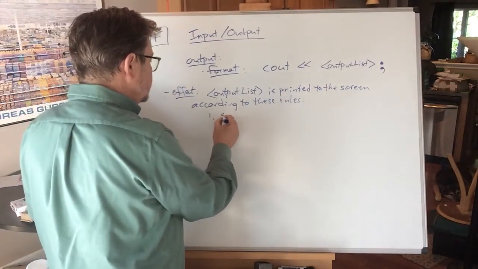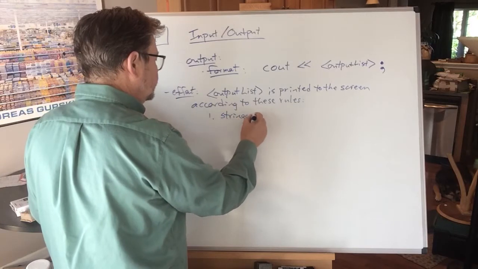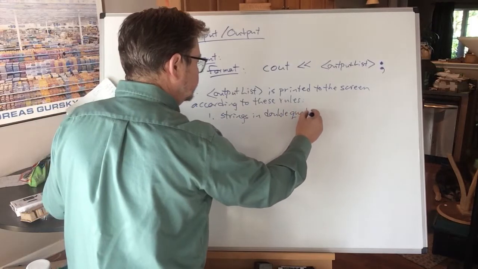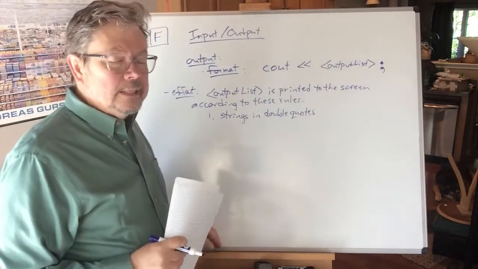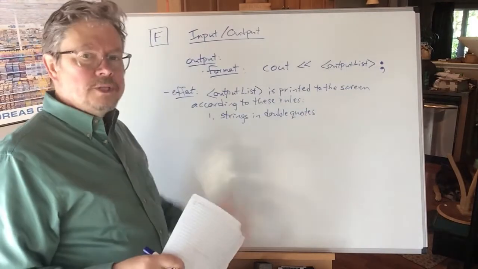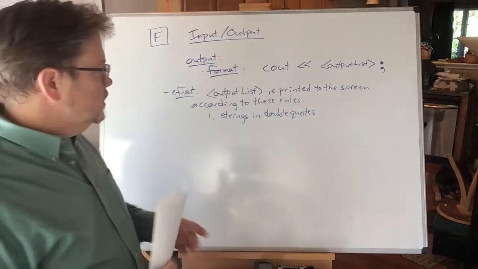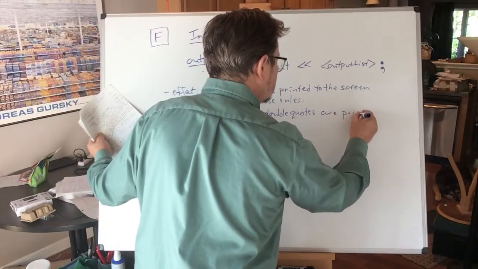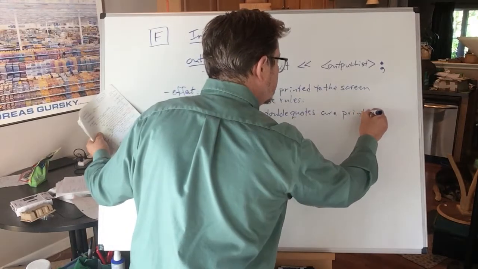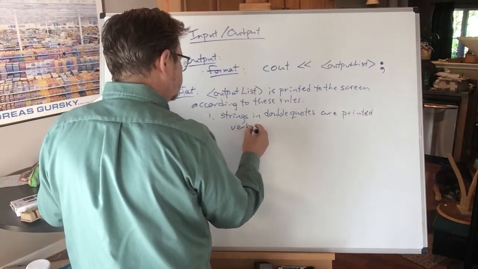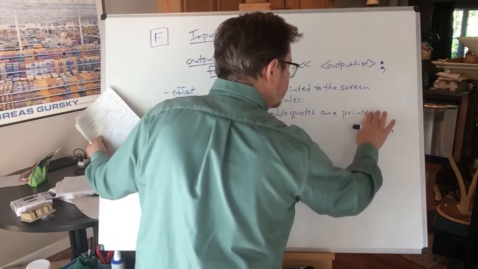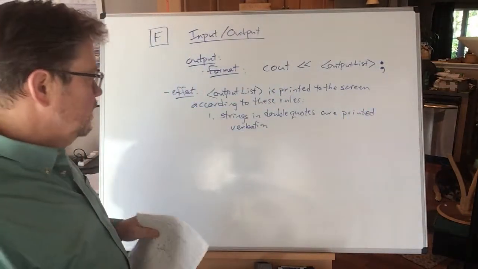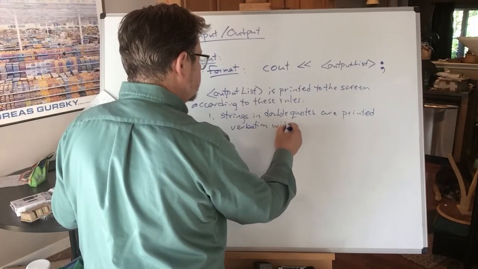Rule number 1, strings in double quotes, which is how you indicate what's called a literal string in C++. What you see is what you get string, and that's what we're going to see on the screen. Strings in double quotes are printed, to use about the only Latin I know, verbatim. Clean that up a little bit. Strings in double quotes are printed verbatim without the quotes.